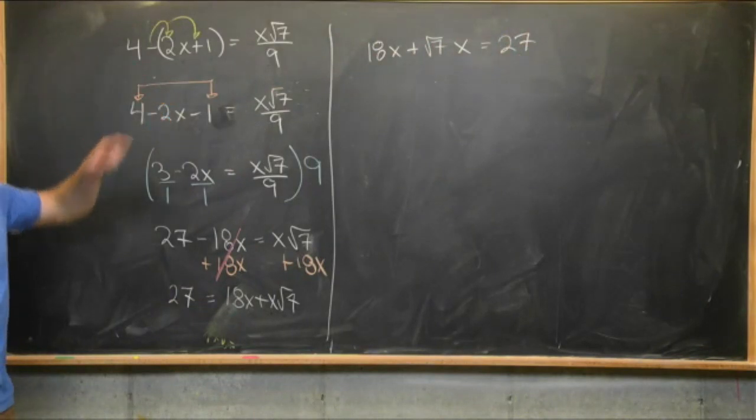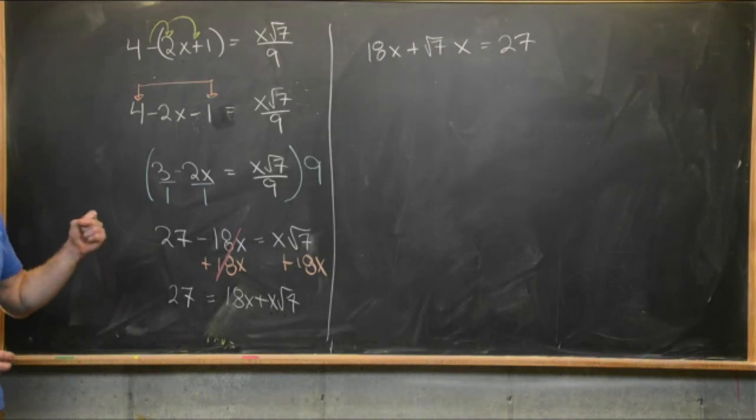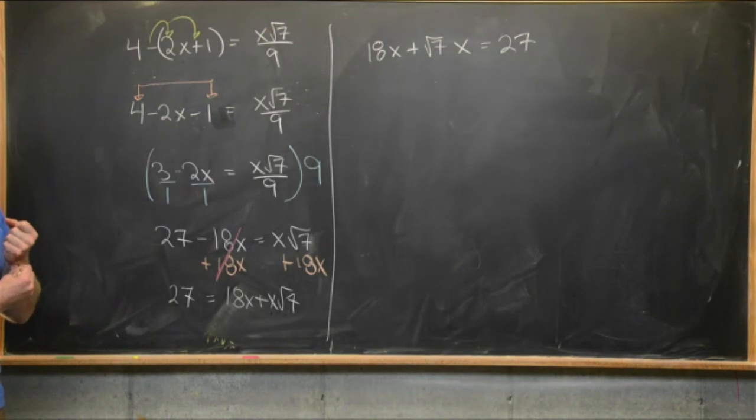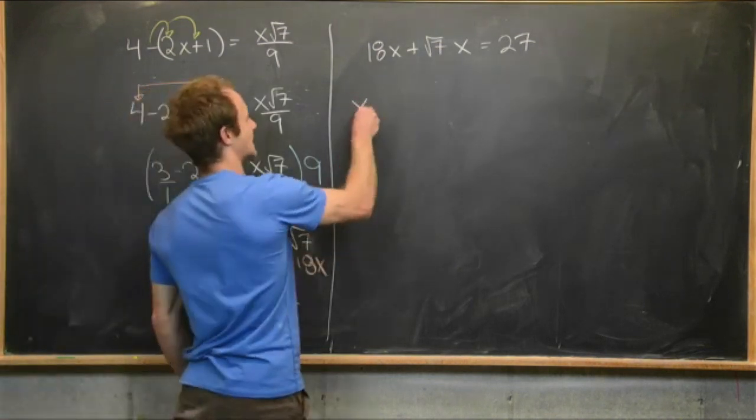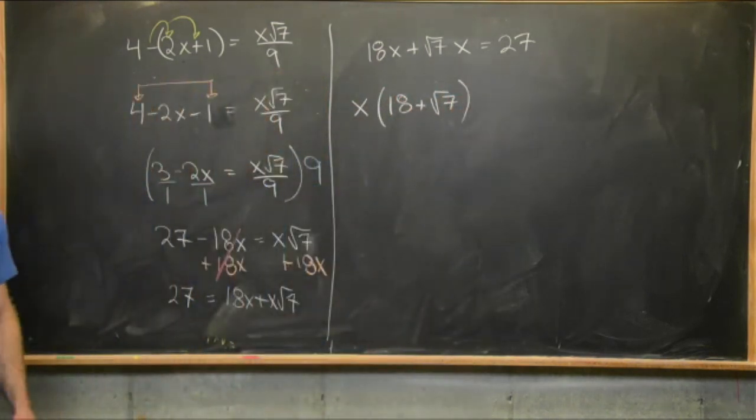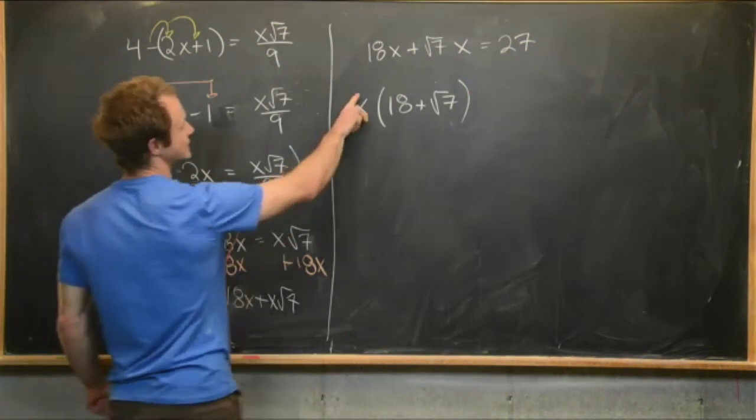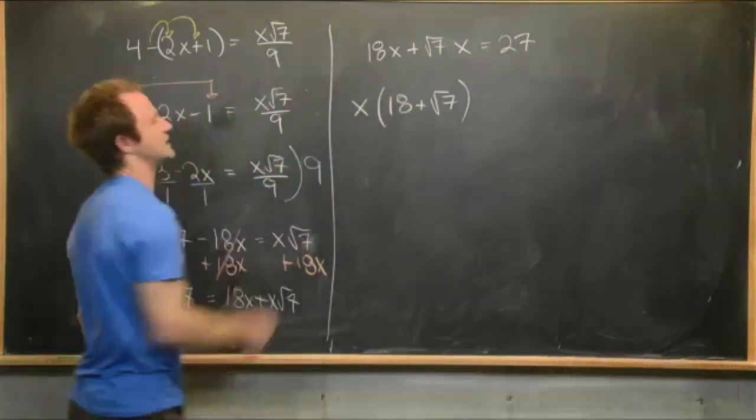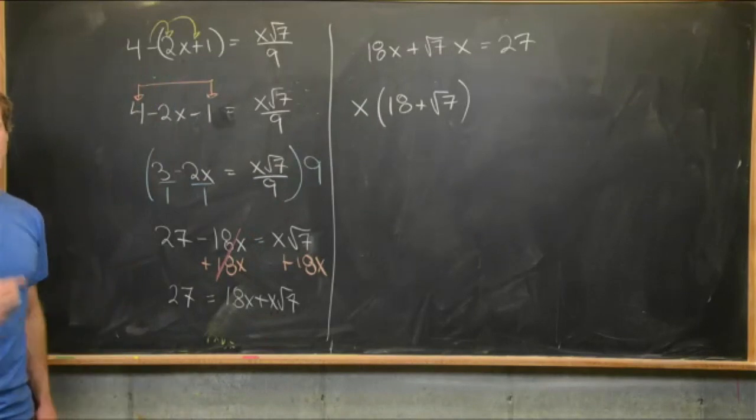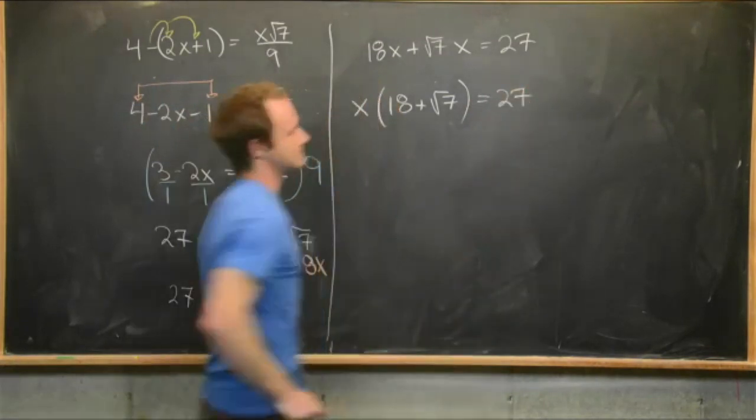Now I can factor an x out of the left-hand side. You shouldn't really do that until you get everything with an x on one side of the equation, but we have that. We have everything with x on one side of the equation, which means we can factor the x out. So if we factor the x out, we're left with 18 plus the square root of 7. Now, just to check real quick that we did the right thing, notice if we distribute the x onto both of those, we get right back to the last step, so everything looks okay. And so this is going to be equal to 27.